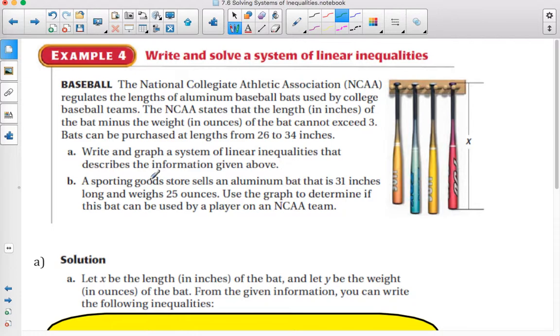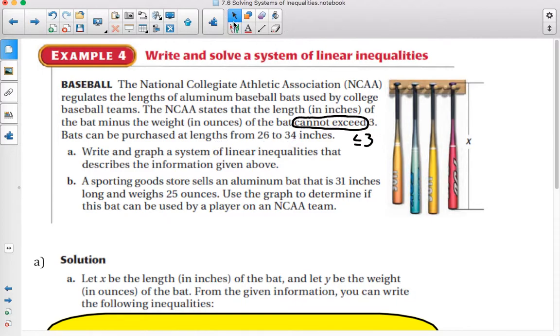The NCAA states that the length in inches of the bat minus the weight in ounces of the bat cannot exceed 3. Bats can be purchased at lengths from 26 to 34 inches. So reading it one last time, the NCAA states that the length in inches of the bat minus the weight of the bat cannot exceed 3. Cannot be bigger than 3. If it means it cannot be bigger than 3, it means it needs to be less than or equal to 3. And bats can be purchased at lengths from 26 to 34 inches.